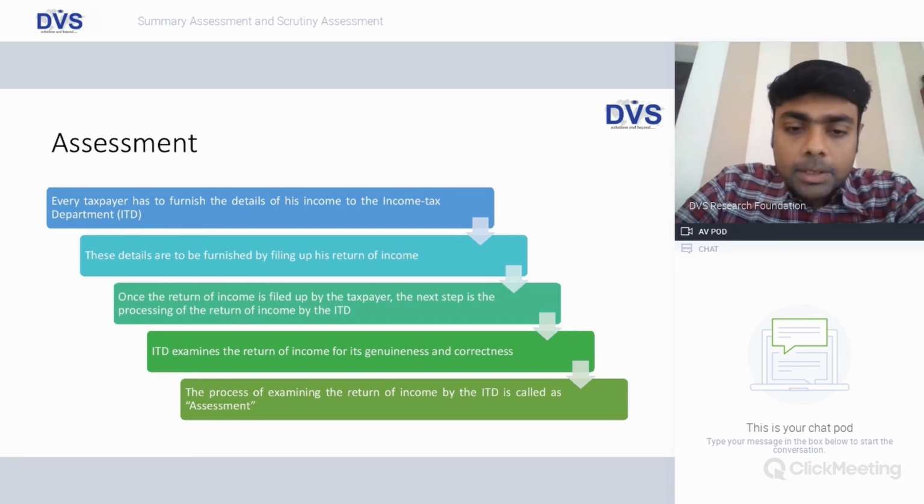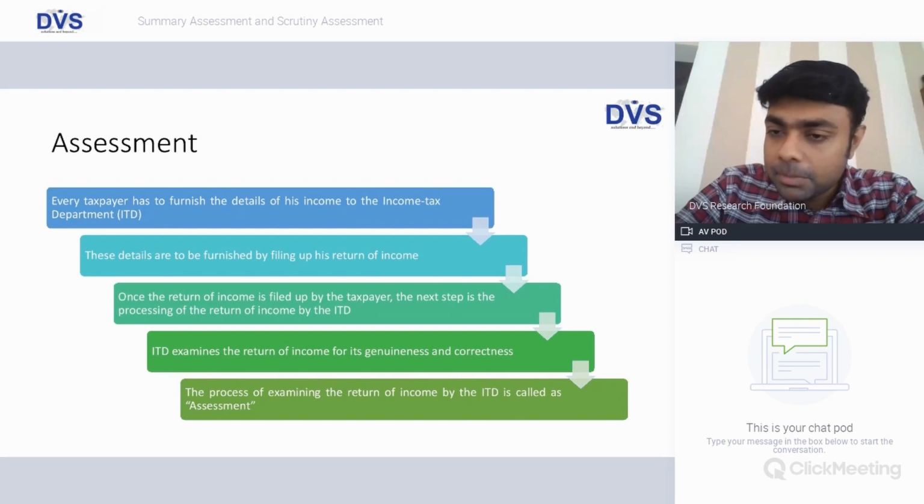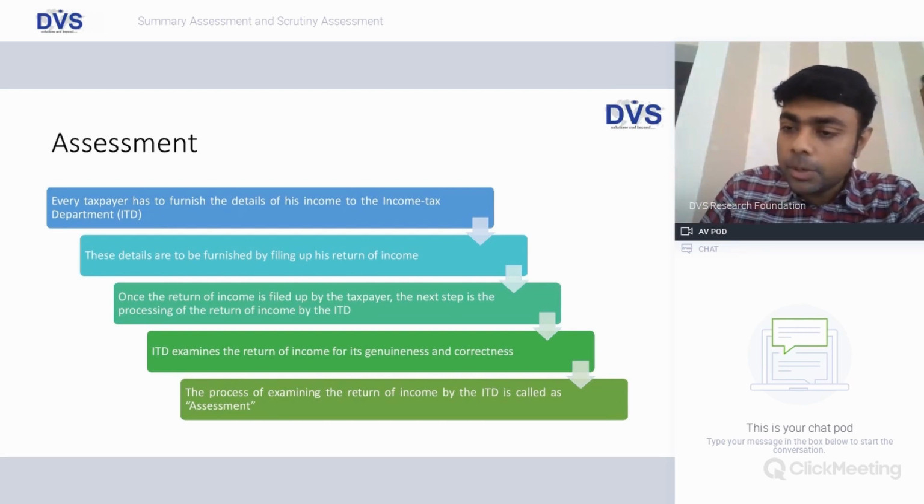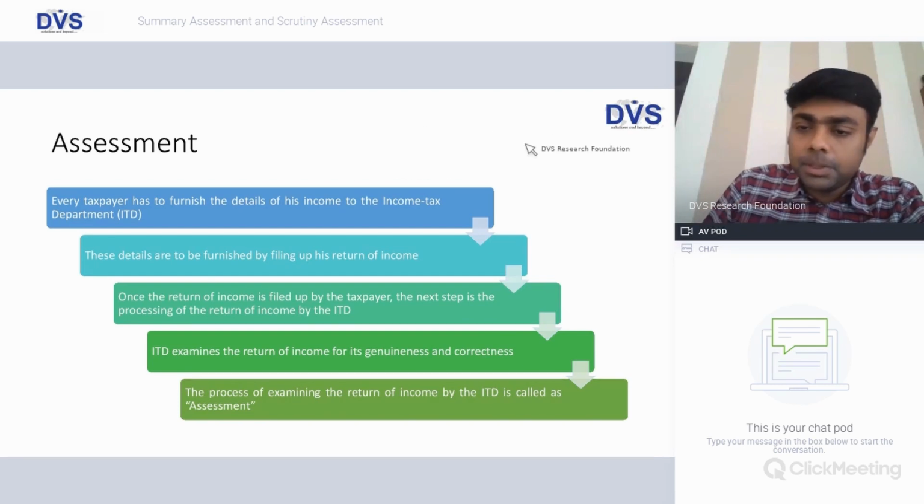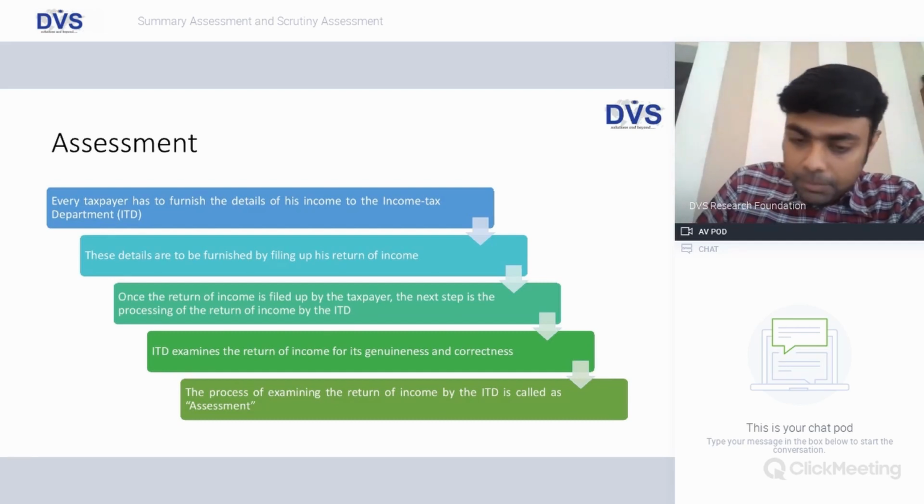However, the department also has the option as well as the right to make certain additions under both summary assessment as well as scrutiny assessment as they move on. There are, of course, certain other types of assessments like best judgment, income escaping assessment, search assessment, seizure, survey, which we are not getting in at this point in time.